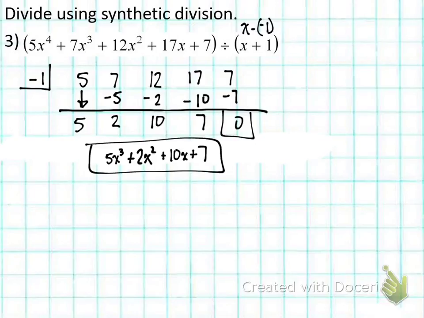That's your answer. Now, if there was a remainder, someone had a good question. What if there was a remainder? Then you would just add plus the remainder over the divisor, which over here is x plus 1. But in this case, there is no remainder, so we don't need to include the remainder. Okay? Next one, number 4.